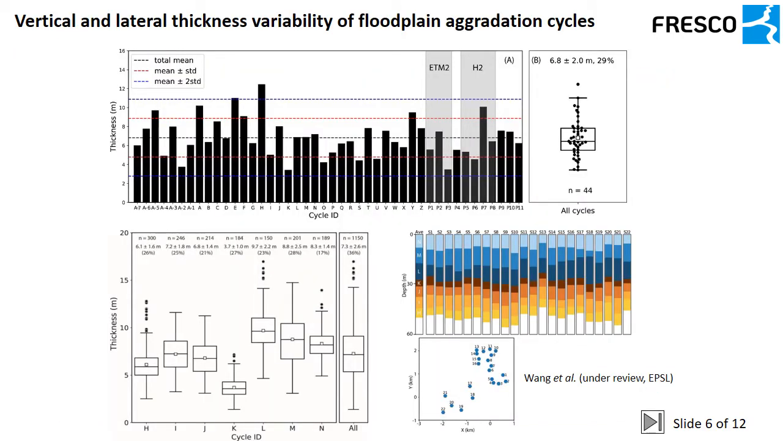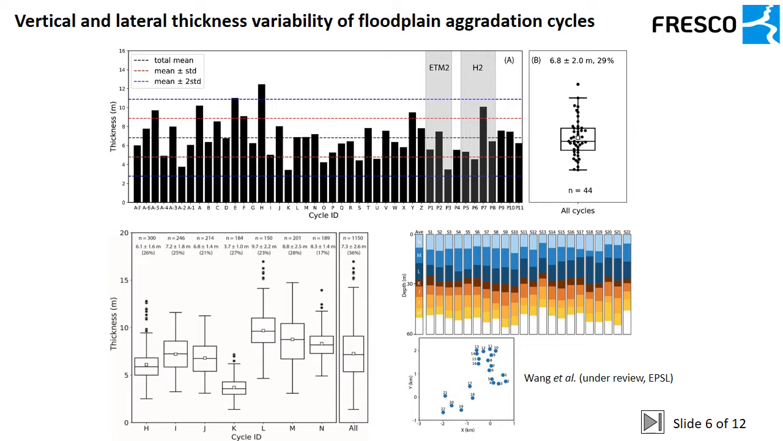Here we show how they look in a composite stratigraphy that is comprised of two trench sections. You can see the thickness varies in 1D in this stratigraphy. It's about 300 meters, and the average thickness of the cycles is 6.8 meters, with a standard deviation of 2 meters. Now we are going to zoom in on the cycles from H to N here, because they have a larger lateral coverage.